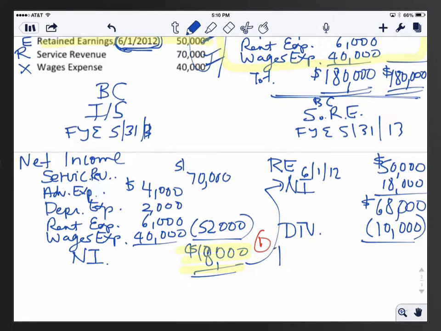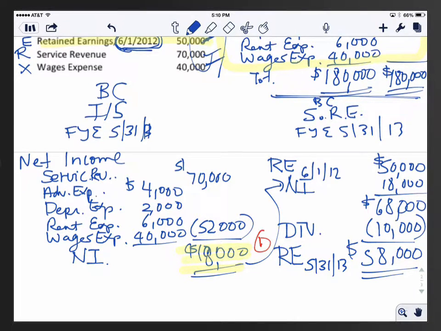So our new balance in retained earnings at the end of the year, which in this case was 5/31/13, you could be given a problem that didn't actually have dates, just had beginning of year and end of year. You could just write BOY and EOY for that. That would be fine. Our retained earnings is 58,000 at the end of the year.